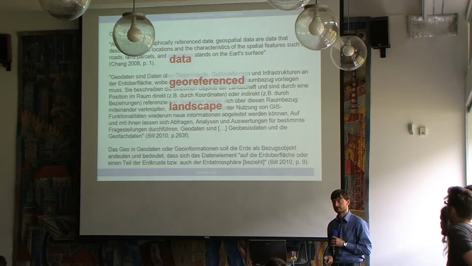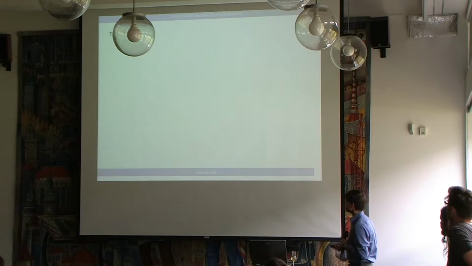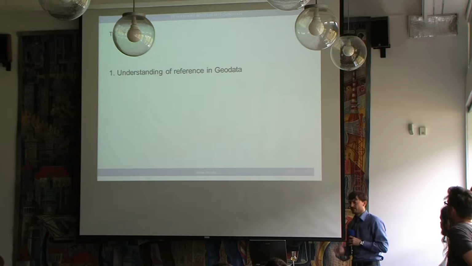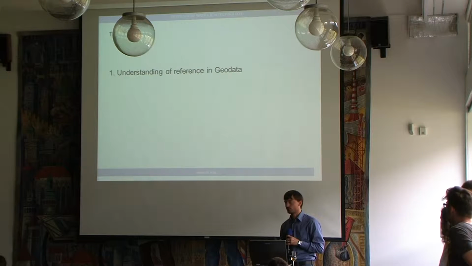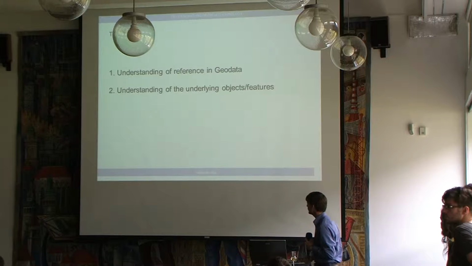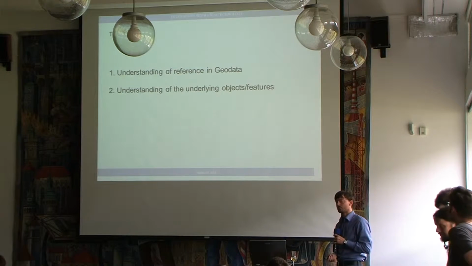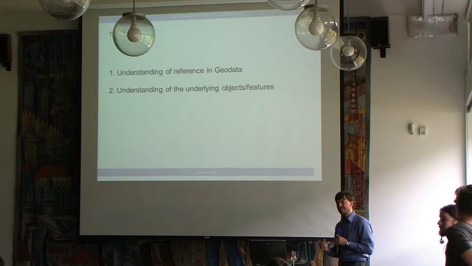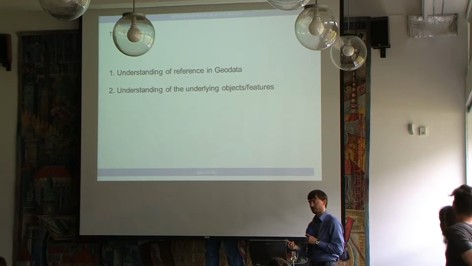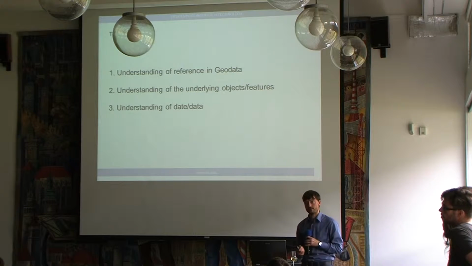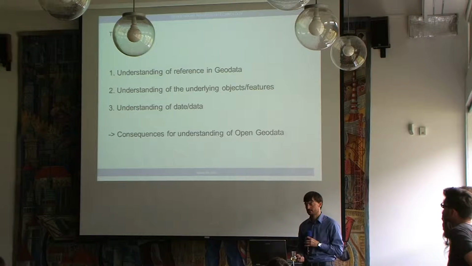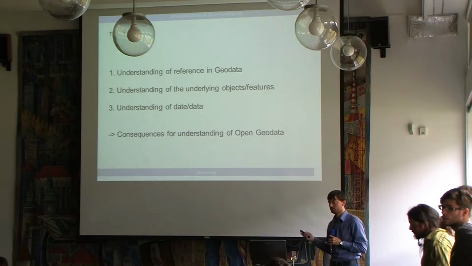Let's have a closer look. Three critics. The first thing is about the understanding of what is geo-reference data. What quality of geo-reference is necessary so that reference data becomes geodata. Second, the understanding of the underlying object. Which features can be represented as geodata. And third criticism, the understanding of data in general. Just look at the text again, because this has consequences for what our understanding of open geodata is.